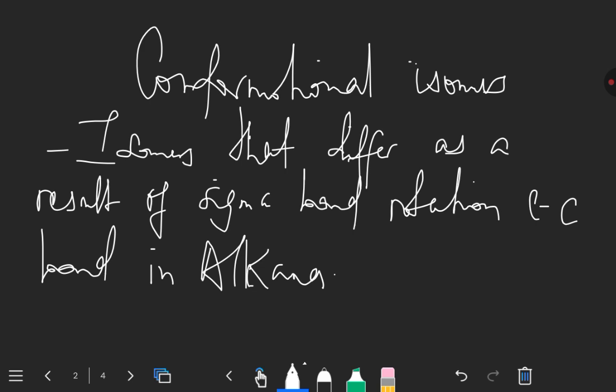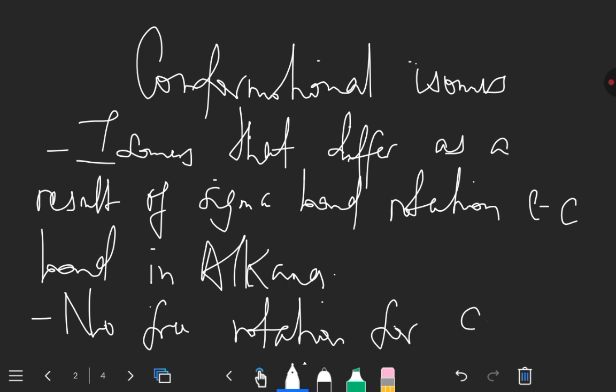Then I should mention that there is no free rotation for atoms which have a pi bond. So no free rotation. There's no free rotation for atoms which have a double bond. That is one thing we must understand.